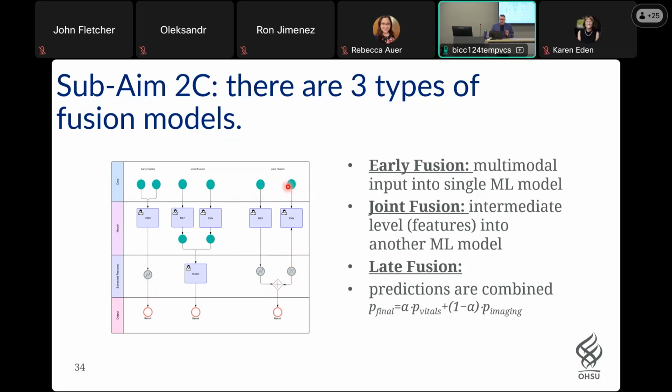So the late fusion uses vital signs going through the one model, chest X-rays going through the other model. You get the results after the activation, and then you use this formula, assigning to one of the models whatever weight you think gives you better results. And once they get combined together, you get the result.